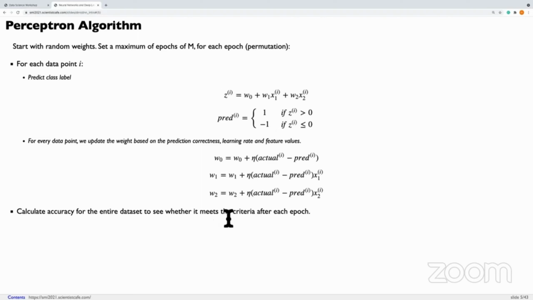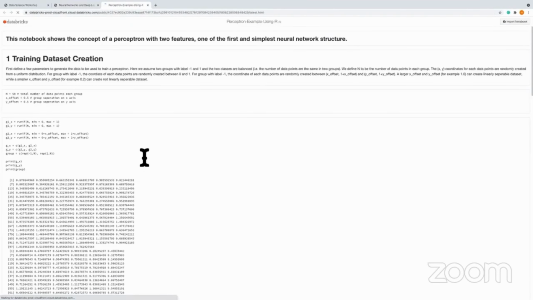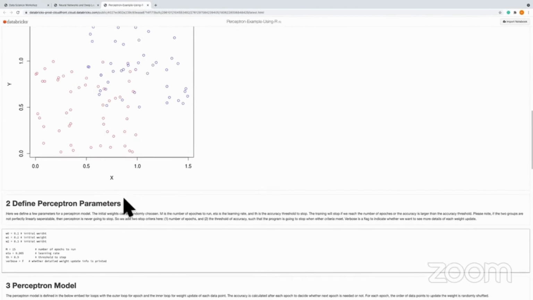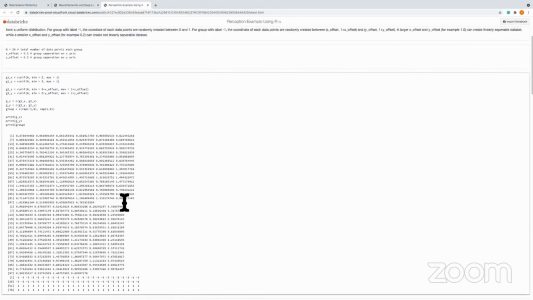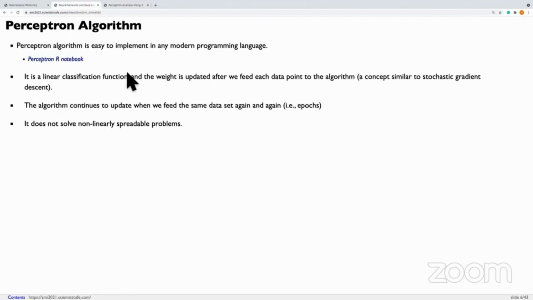So this is the very early version of the neural network. It's called the Perceptron Algorithm for a classification problem. And this perceptron algorithm is very easy to implement in any modern programming language. We have an R notebook here. If you want to know in detail how to code this algorithm, here is a small example where we simulate some data of two classes and implement the perceptron algorithm we just mentioned in R step by step. So you can check out this notebook. You can run it in your local R, just copy and paste the code.